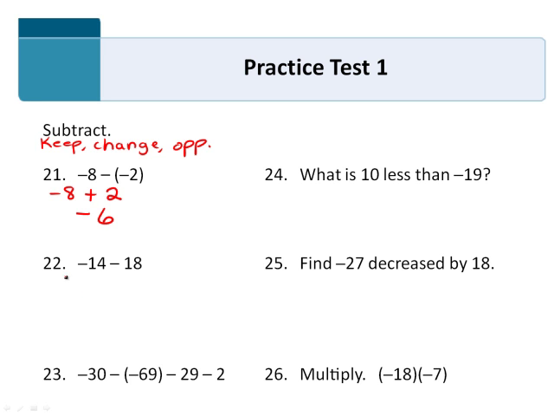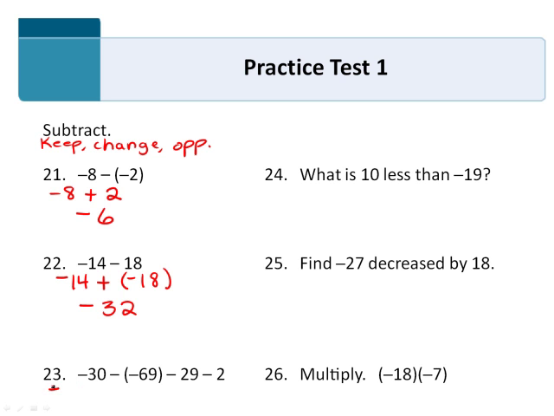Okay, 22, do the same thing. Keep the negative 14, change it to addition, take the opposite would become negative 18. Okay, now that they're both the same sign, we add and keep the sign, so that would make that negative 32.